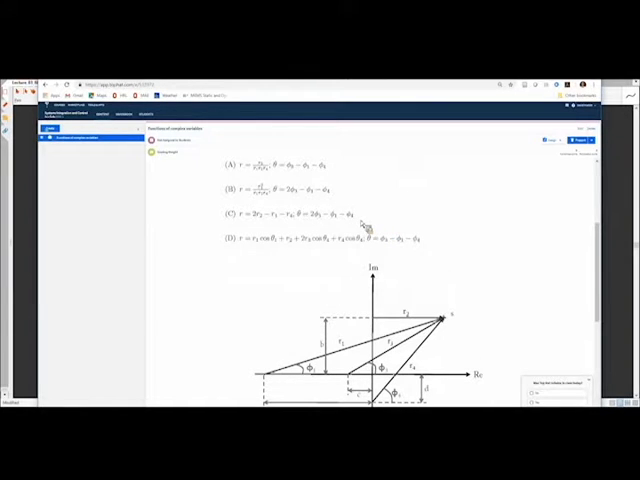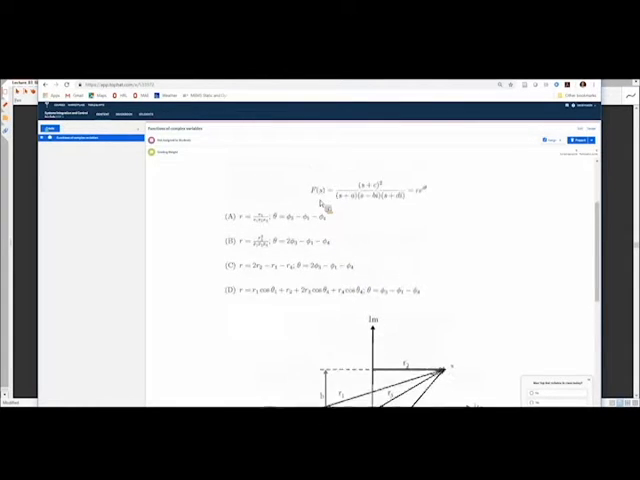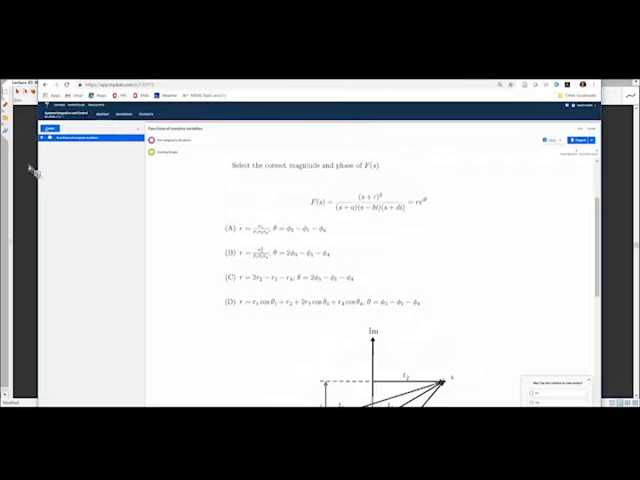Sorry, what's your name? Tyler. So as Tyler was saying, what you have here in terms of the form of this function. I'm just adding an extra sheet here. This is the Top Hat question.